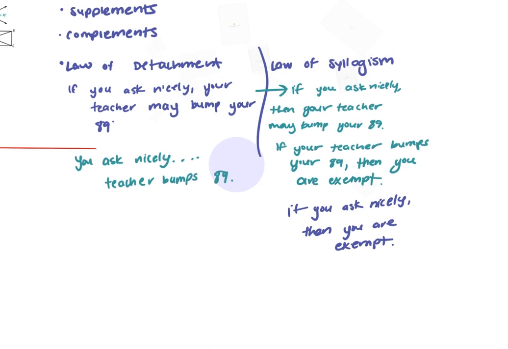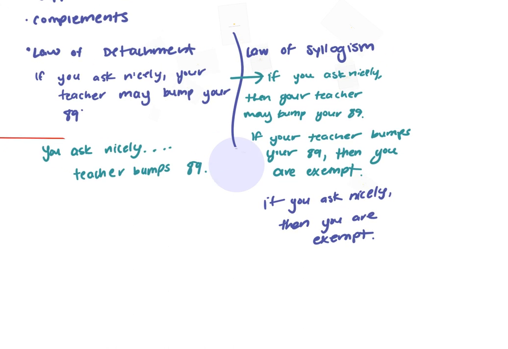So law of detachment, you only get one. Law of detachment, you only get one if-then statement, and the if occurs. Whereas law of syllogism, you have two if-then statements, and the then on the first becomes the if on the second, and that's kind of what links the two together.